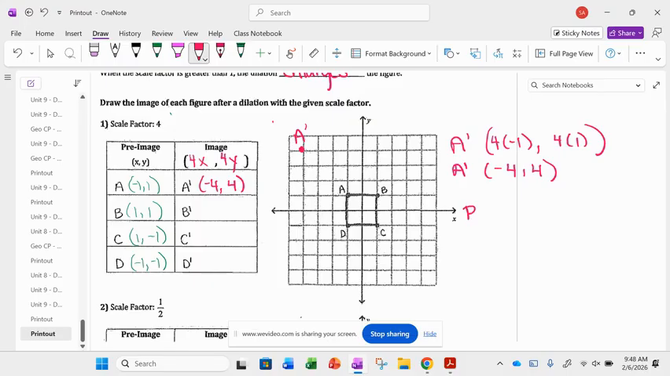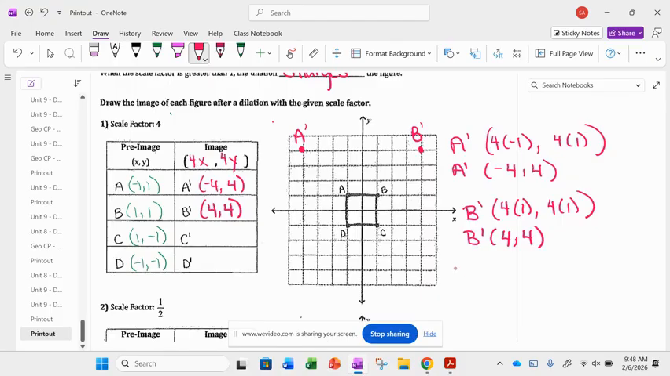Now we want to get to B prime. To get to B prime, you multiply 4 by the x coordinate and then 4 times the y coordinate. This ends up becoming (4, 4). So when we plot this, we go 4 to the right and then up 4. This is my B prime.